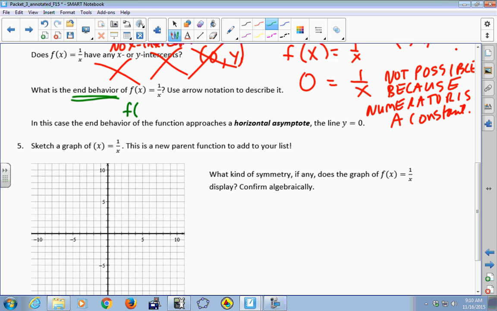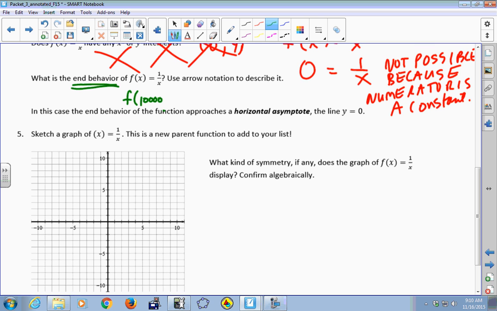If I put in a number like 1 million for x, and I say the value of my function's 1 divided by 1 million, what's that very close to? What's that very close to if you put 1 divided by 1 million in your calculator?